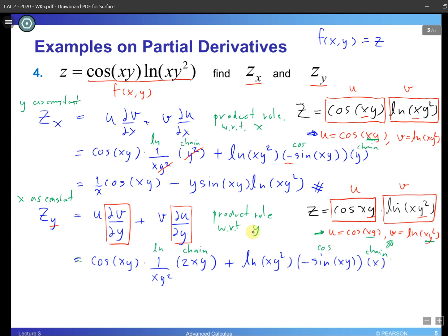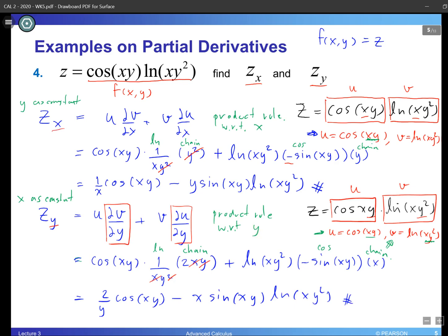Okay, let's cancel some terms right here. Y with this square here with this y, and x here with this x. So here we have 2 over y left: 2 over y cosine of x and y. Then we have this minus sign. Let's take it to the front, and then we have this x and sine of x and y, and of course we have this ln of xy squared. Alright, and that is the answer for this example, both for zx and zy.